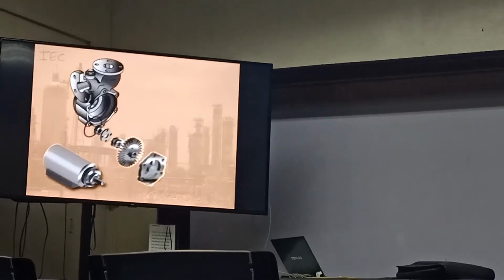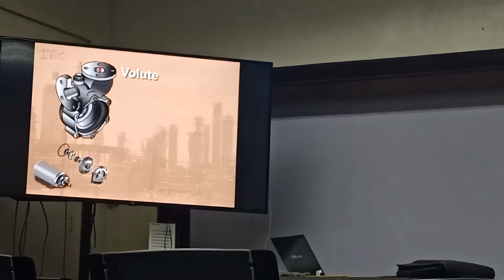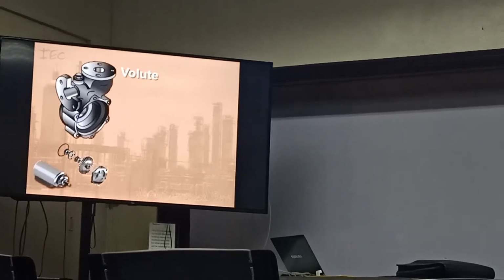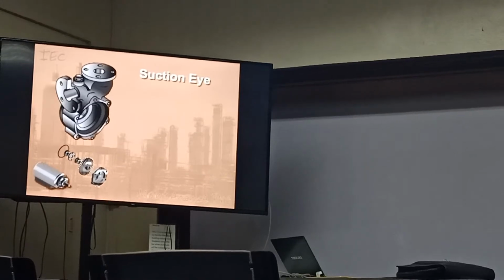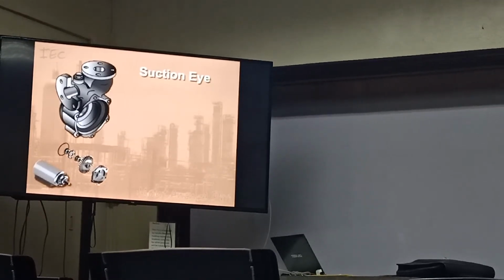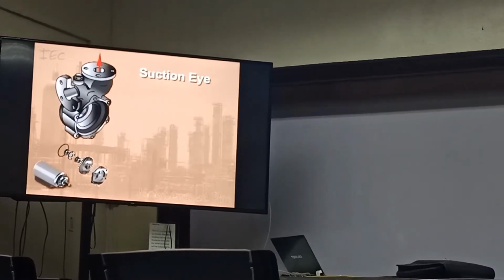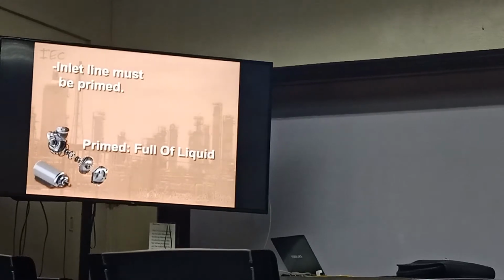The volute is a gradually widening cavity inside the casing, which serves as a discharge for the pump. The inlet to the volute is commonly referred to as the suction eye. Fluid enters from the center and is spun outward to the volute by the impeller. In order to operate correctly, the inlet line must be primed.